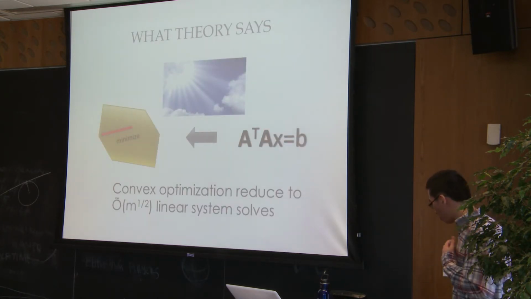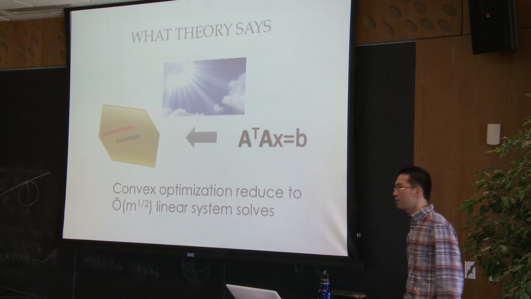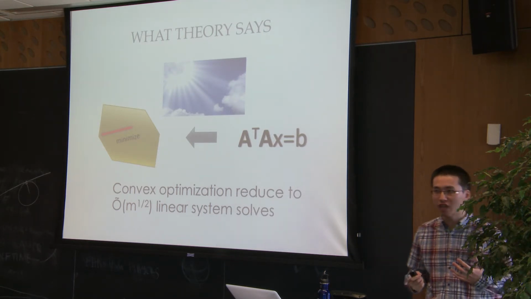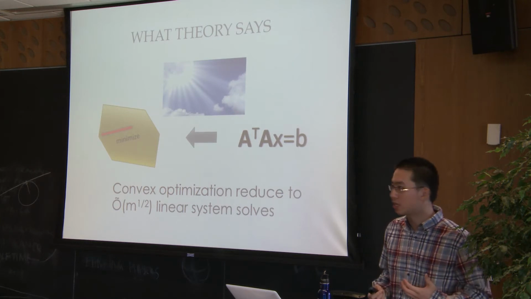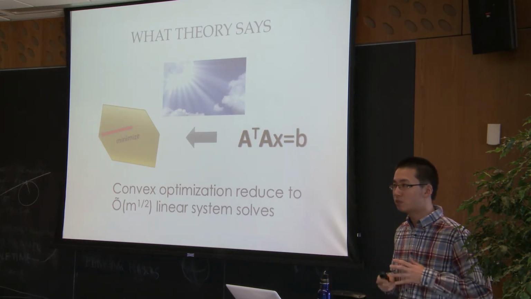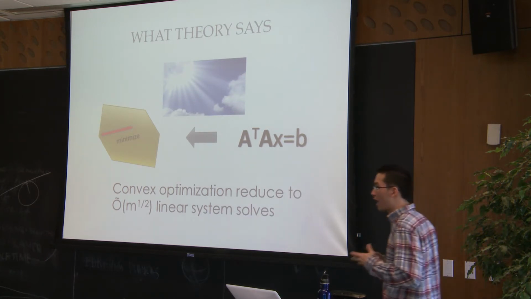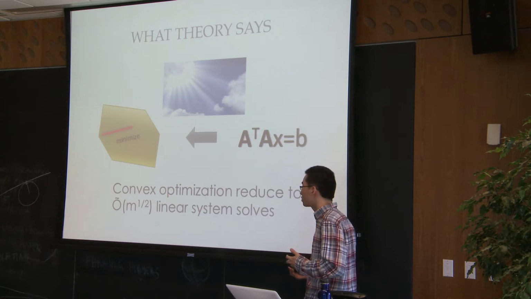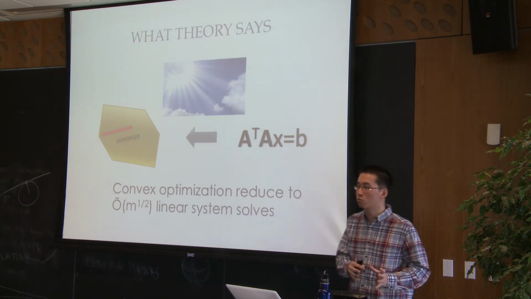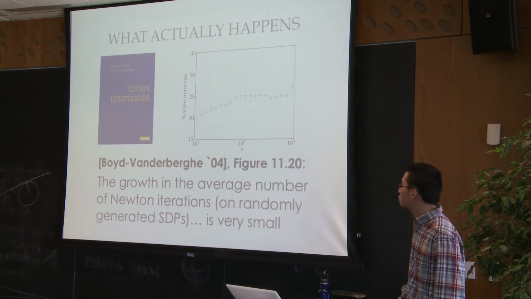Once again, I'll resort to the magical results in theory. Essentially, convex optimization can be reduced to square root m quadratic minimization problems. By setting up the correct barrier functions, you can solve about square root m L2 minimization problems to put together a solution to one of these convex optimization problems. So this is what theory says.